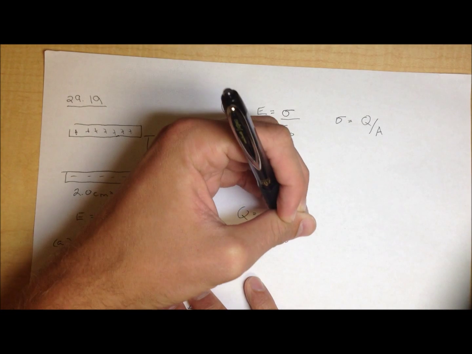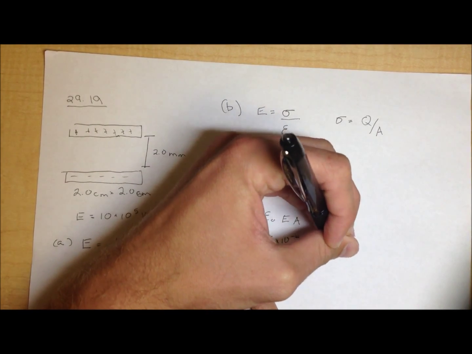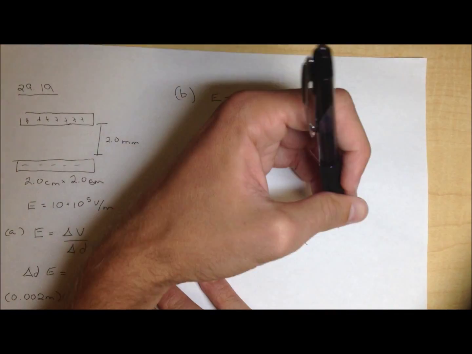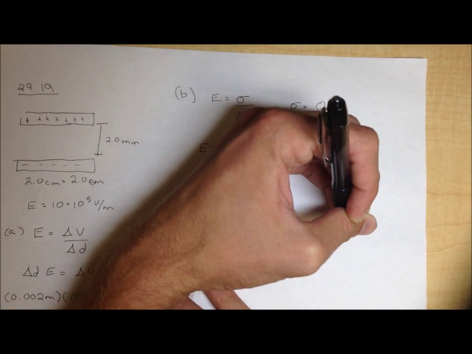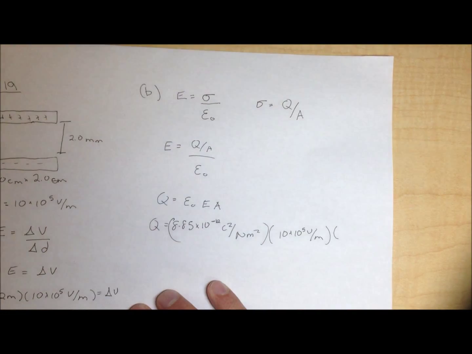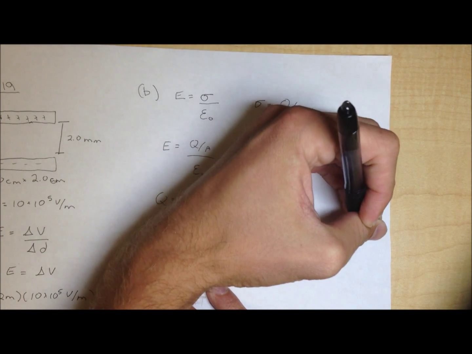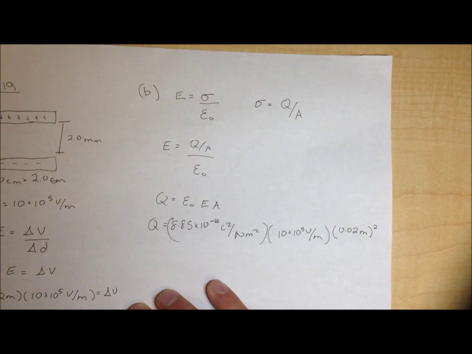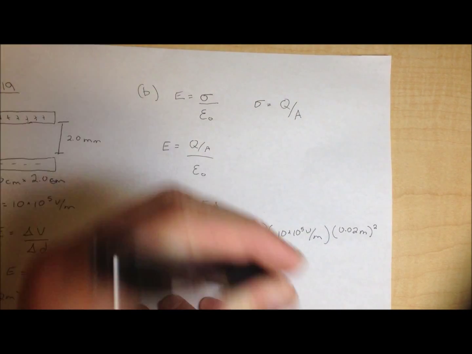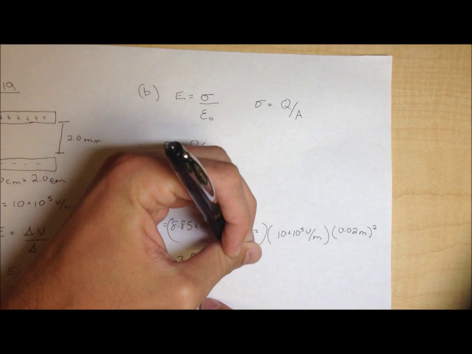Now plugging in real numbers, we get Q equals epsilon naught, and that is 8.85 times 10 to the negative 12 coulomb squared per newton meter squared. The E, which is 10 times 10 to the 5th volts per meter, and the A, which was 2 by 2 centimeter. So we have to convert that to meters, which is 0.02 meters squared. Alright, and this all comes out to Q equals 3.5 times 10 to the negative 11 coulombs.